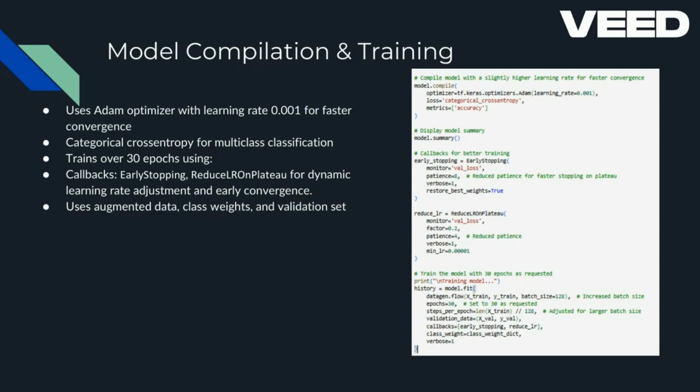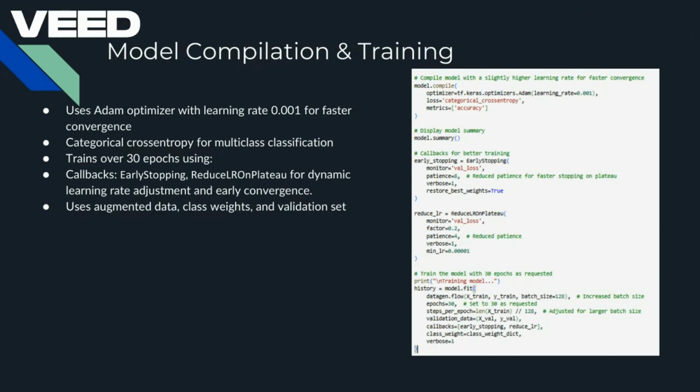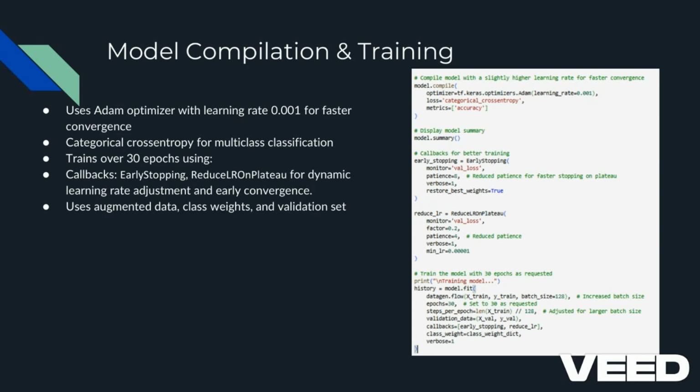Hi, myself Cyril. I will be taking over from here. So in this slide, the model is compiled using the Adam optimizer with a learning rate of 0.001. This helps in faster convergence. We use categorical cross entropy as the loss function, since this is a multi-class classification problem. The training runs for 30 epochs, as we said, and we'll be applying two callback parameters, which is early stopping and reduce learning rate on plateau. These help prevent overfitting and dynamically adjust learning rate if the model performance stalls.